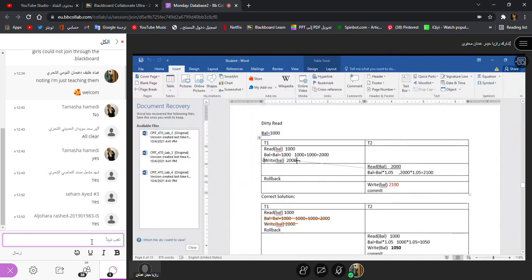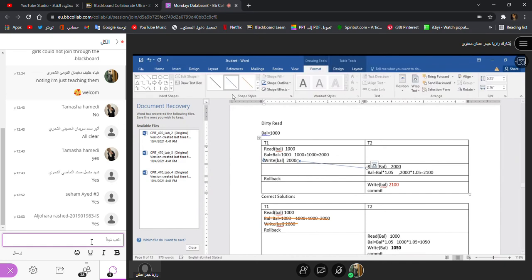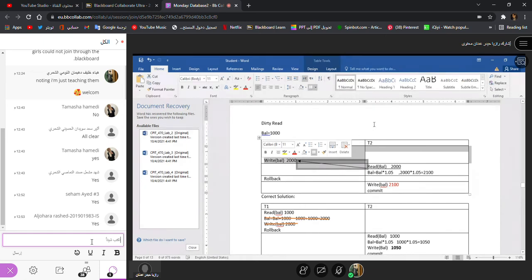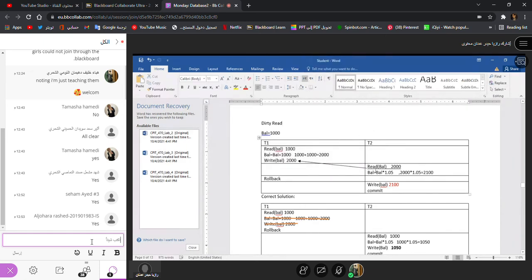Okay, so it will read the 2000, and then multiply 2000 by 1.05, which is 2100, and it rolls back. That means no operation, this is canceled.